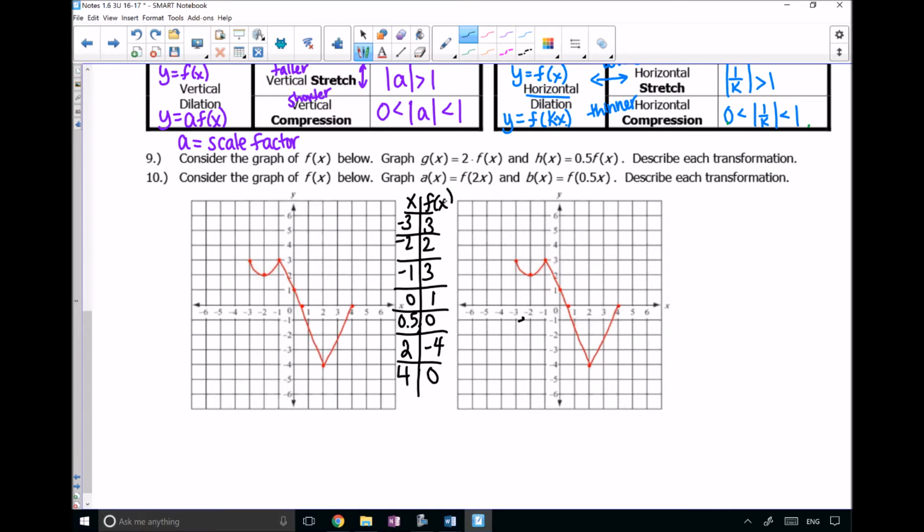And remember, f of x is the same thing as y. All right. So now that we've established that, let's take a look at what this says to do right here.